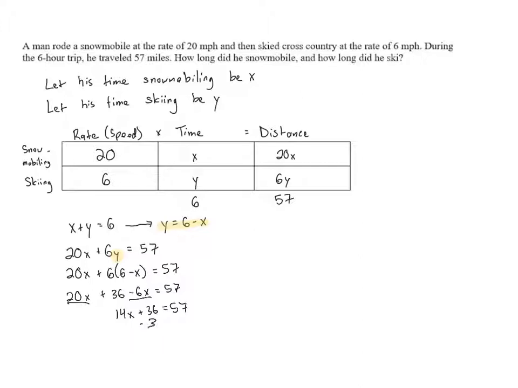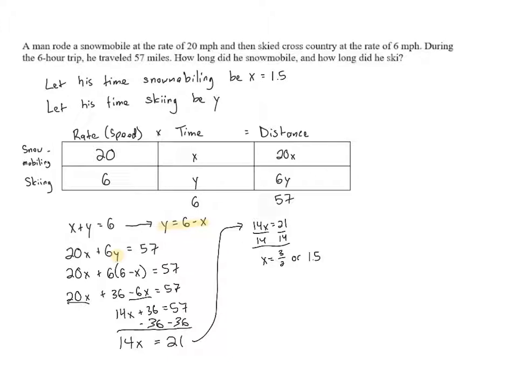If we subtract 36 from both sides, that gives us 14x equals 21. I'm going to rewrite this up here so I have more room. 14x equals 21. To get x alone, we divide by 14. 21 divided by 14 is 3/2, or if you prefer, 1.5. So his time snowmobiling was x, and in this case, this is 1.5 hours.